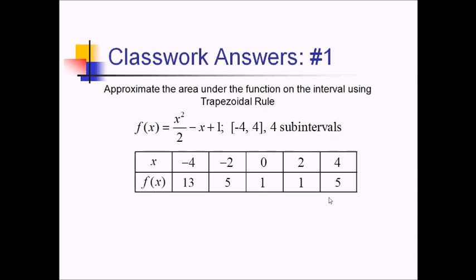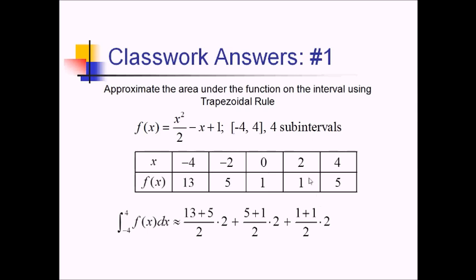going to be 5. So doing our first area, we've got 13 plus 5 over 2 times a base of 2. So the approximation from -4 to 4 is approximately equal to this, plus 5 plus 1 over 2 times a base of 2, plus 1 plus 1 over 2 times a base of 2, plus 1 plus 5 over 2 times a base of 2.